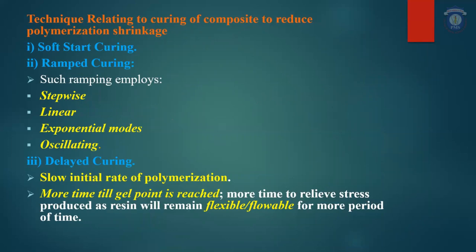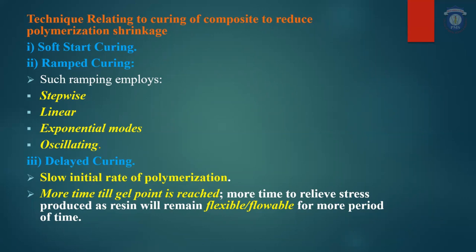Now, the next important factor to be discussed while you talk about curing units is polymerization shrinkage stress. In order to compensate for this polymerization shrinkage, various variations have been advocated by various researchers. That is, certain modifications can be made to the way you are curing the composite to compensate for the polymerization shrinkage stress, which include first, soft start curing, second, rammed curing, and third, delayed curing.